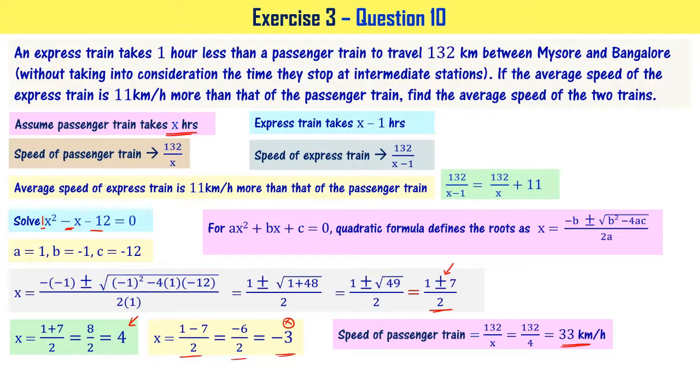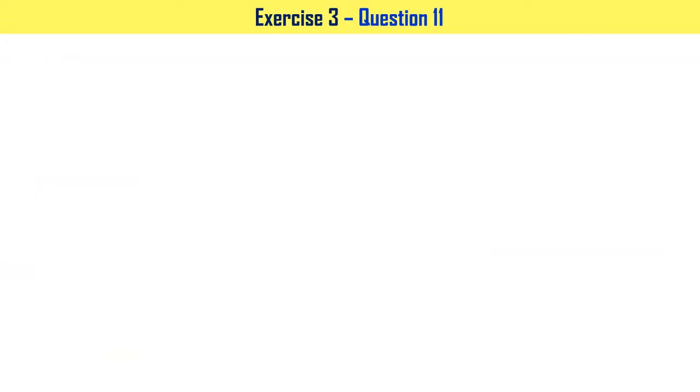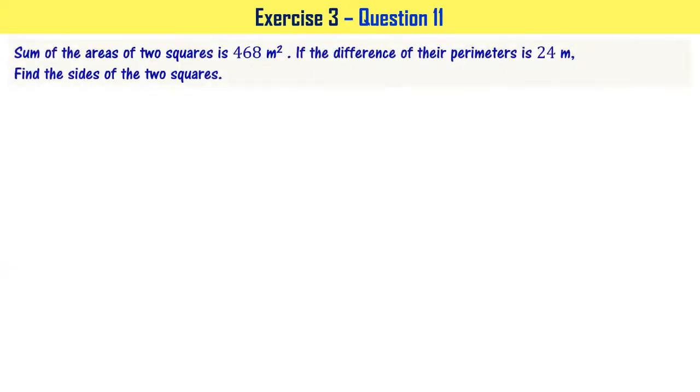You got now speed of the passenger train. What is the speed of express train? We said that speed of express train is 11 kilometers per hour more than the speed of the passenger train. So speed of the express train is going to be 33 plus 11, that is equal to 44 kilometers per hour. Got it? Question number 11 is, sum of the areas of two squares is 468 meters square.